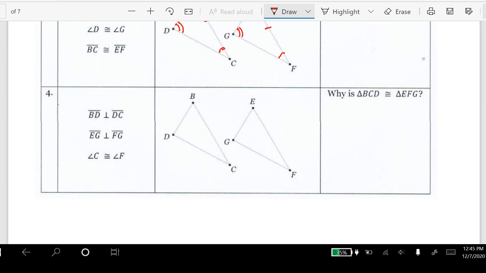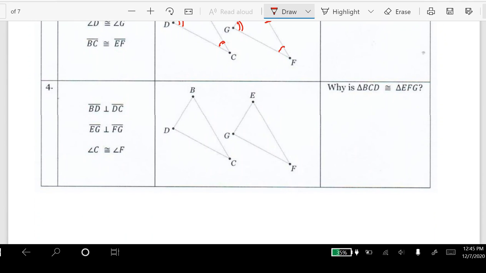The next one, number 4. It says that BD is perpendicular to DC. What does perpendicular mean? It means they intersect at a 90-degree angle. So essentially, that's letting us know that we can put a right angle in here. It also tells us that EG is perpendicular to FG, so we can also put a right angle here. And then it tells us that angle C is congruent to angle F. So at this point, we have 2 angles and 2 angles, and that's not enough to prove anything congruent. So it's going to be not congruent.